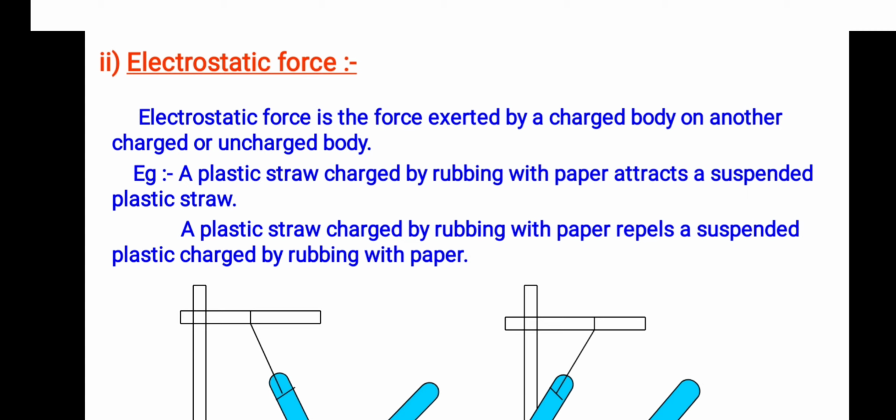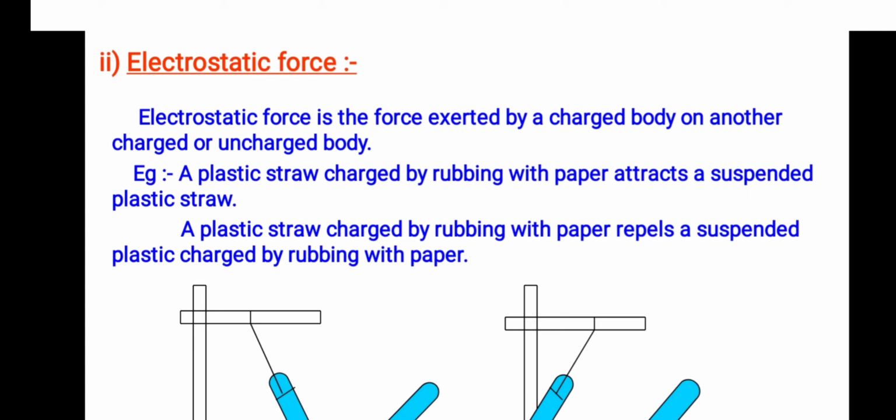Similarly, for another example, a plastic comb. It is an everyday example. A plastic comb gets electrified on passing through dry hair. That means a plastic comb is rubbed against the dry hair. The plastic comb gets electrified.